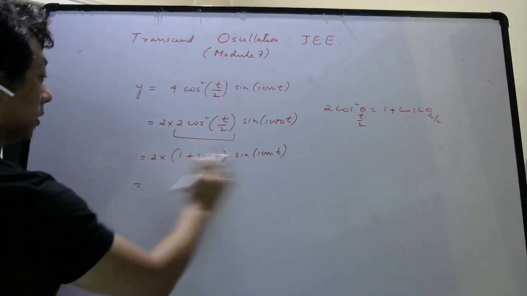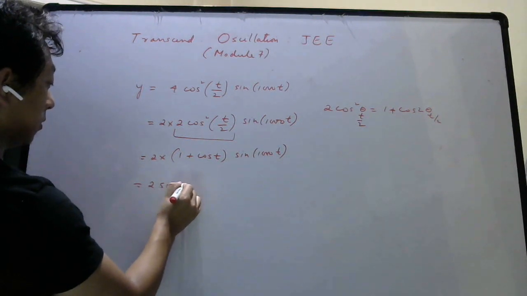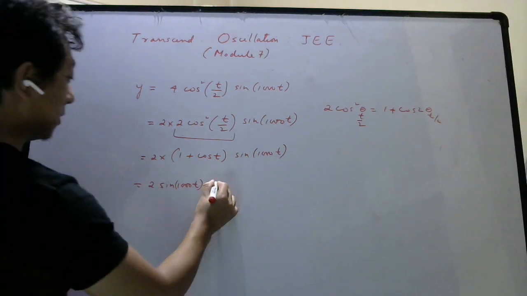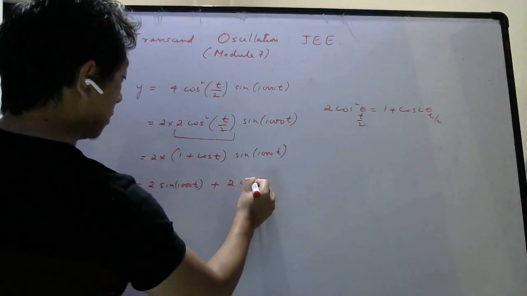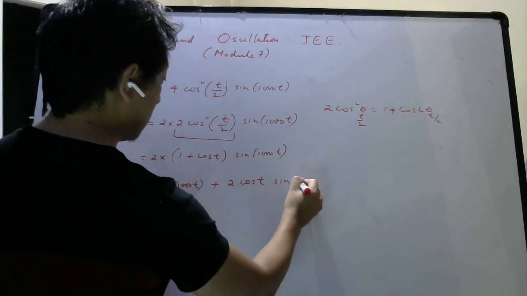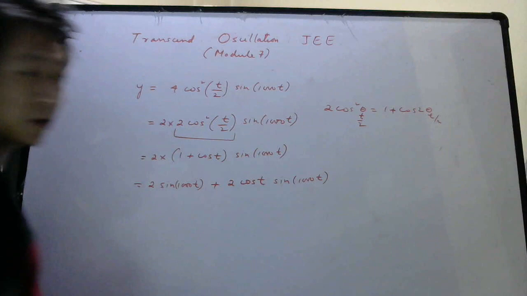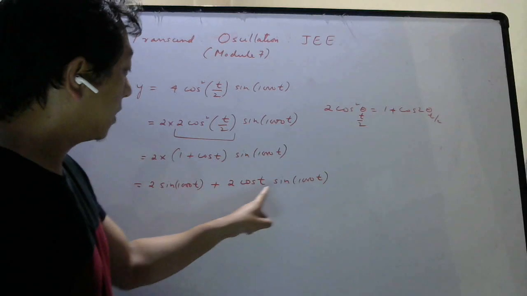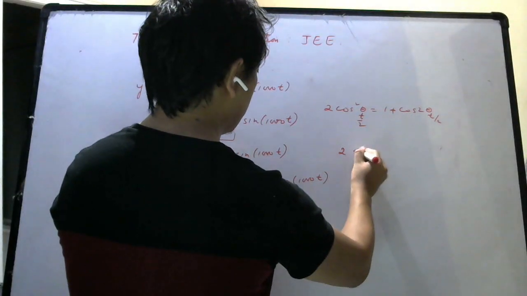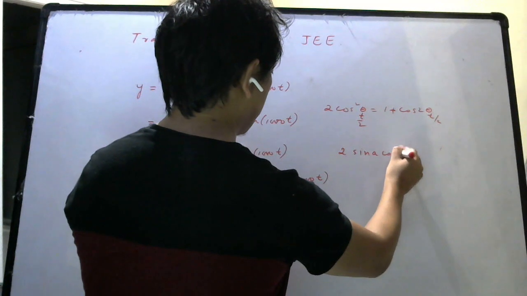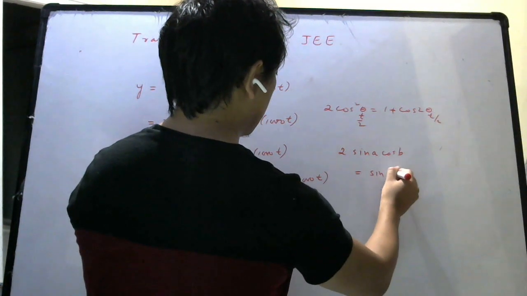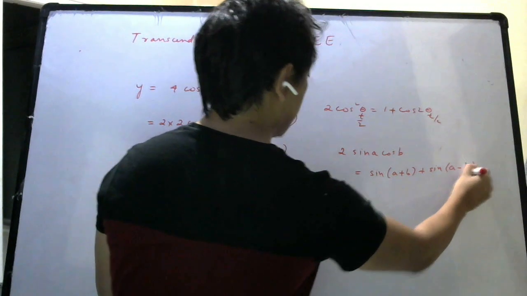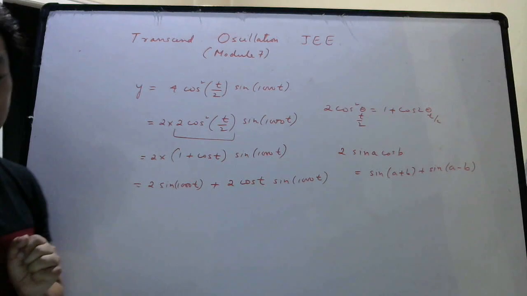Then 2 into 1 into this, so 2 sine 1000 t. So this gives you the first sine function, simple harmonic motion. Plus the remaining will be 2 cos t sine 1000 t. Now this brings you to another function, which is 2 cos a sin b. So here again you have to use the formula 2 sin a cos b is sin a plus b plus sin a minus b.